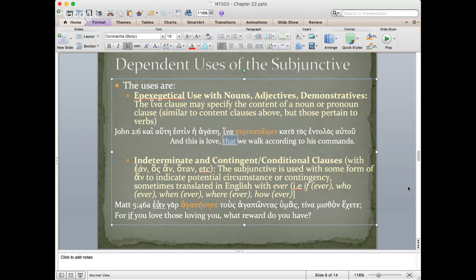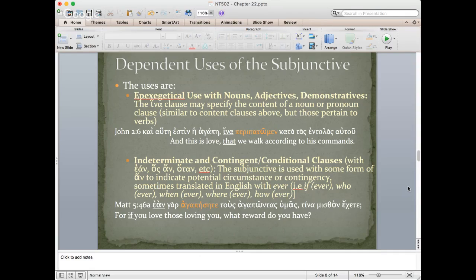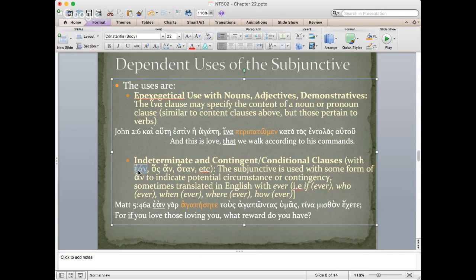Okay. So the indefinite and contingent conditional clauses are going to use things like ean, hos an, hotan. The subjunctive is going to be used with some form of an. And you see that's baked in here to some of these. Remember, this is ean, a conjunction of ei, if, and an; hos an, hotan, etc. So there are other forms that are going to combine with an. It's going to indicate potential circumstance or contingency.